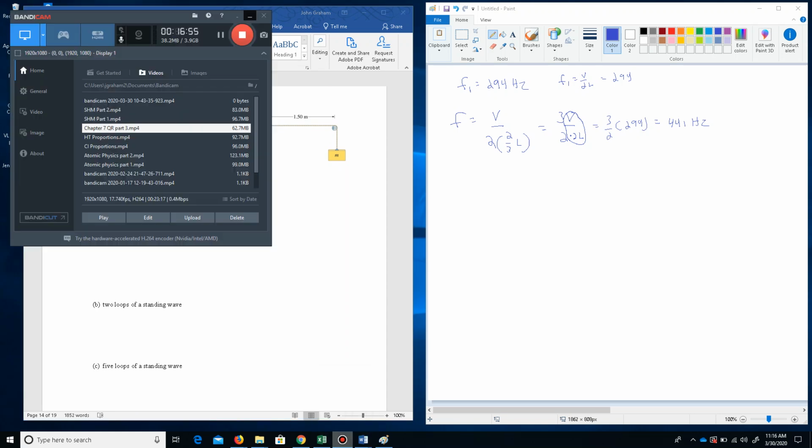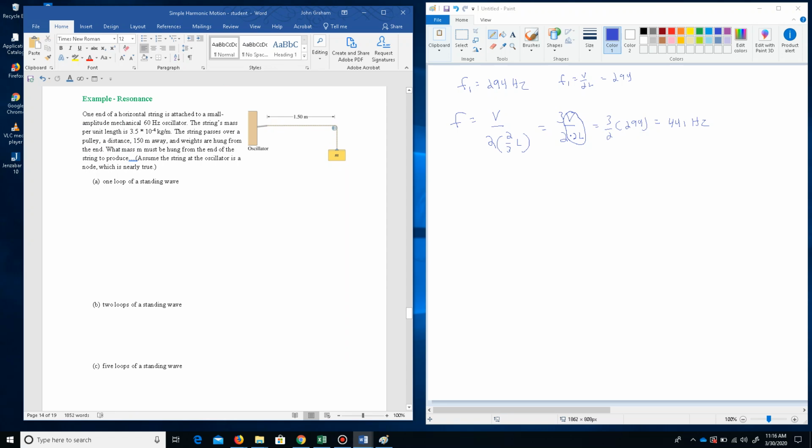Check the time. Alright, I'm going to finish this one problem, and I'm going to start the next video for it. Alright, so you have an oscillator here, has a rope attached to it, going over a pulley, and then there's a mass hanging on the pulley. This rope on the top is 1.5 meters long. And let's see, the oscillator oscillates at 60 hertz. So it goes up and down.